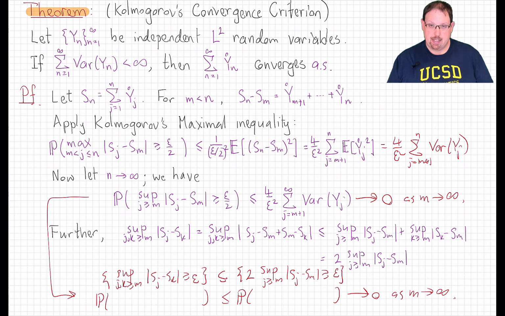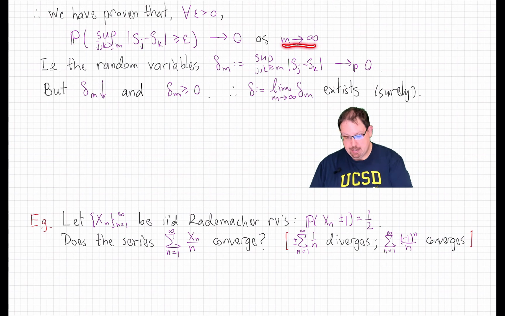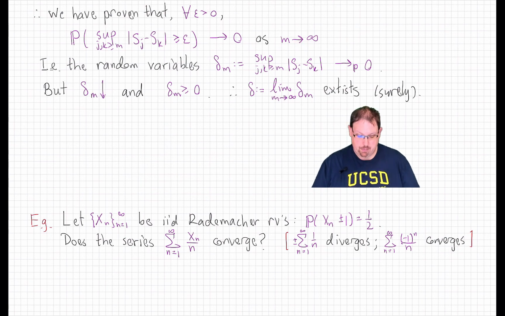So at first glance, you might think that we've shown that something converges to 0 in probability, and we were aiming for something much stronger. But let's look more closely. What we've shown is that for any epsilon, the probability that the supremum over all j and k bigger than m of the absolute value of Sj minus Sk being bigger than epsilon tends to 0 as that reference parameter m goes to infinity. So indeed, that shows that this random variable, delta m, which is this m-dependent supremum, tends to 0 in probability.